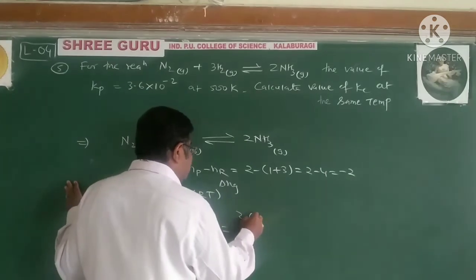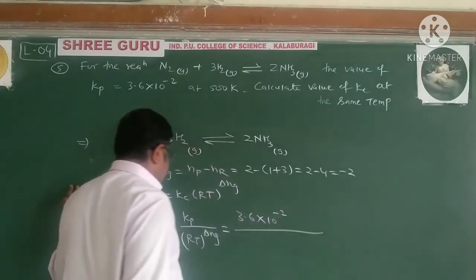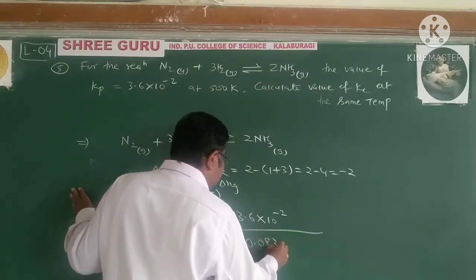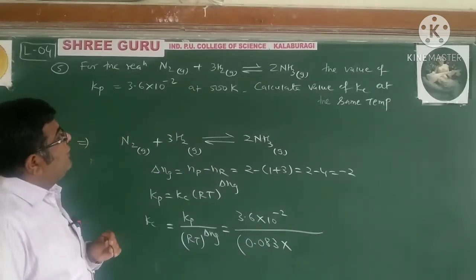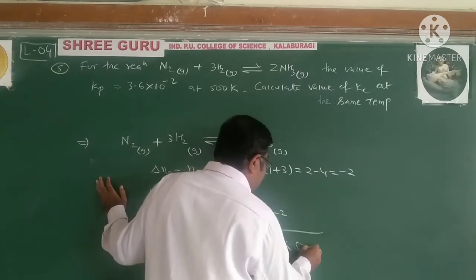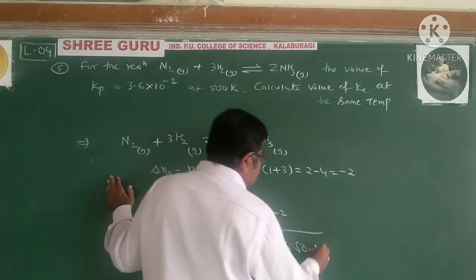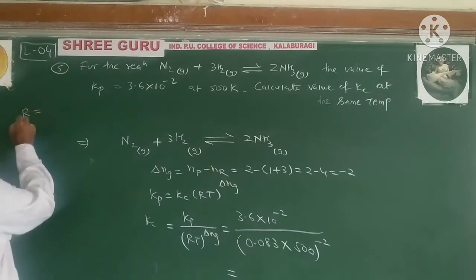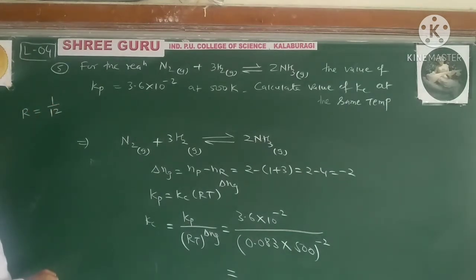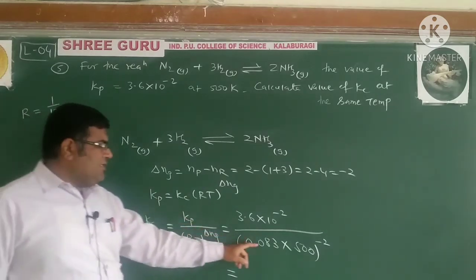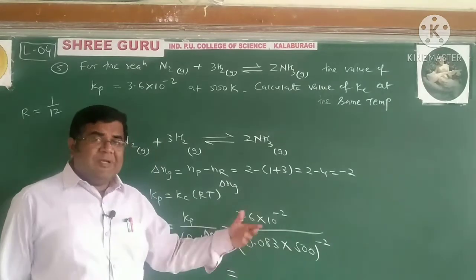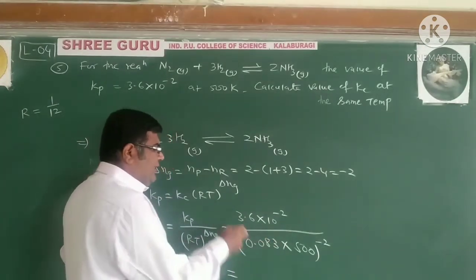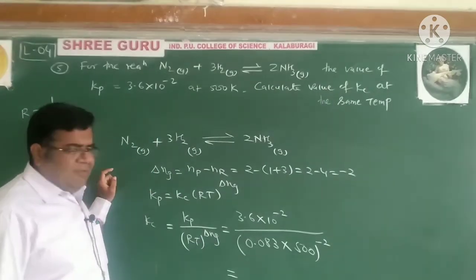Kp is given 3.6 into 10 raised to minus 2. R in bar is 0.083, and temperature should be absolute, 500, and delta ng is equal to negative. In the MCQs, if this question is asked, you can take R is equal to 1 by 12 so that the calculation will be easier. 1 by 12 is nothing but 500 divided by 12. An approximate answer will come, not exactly, because the actual value is 0.831, but it comes as 0.833 like that. But in MCQs, you can do like that.